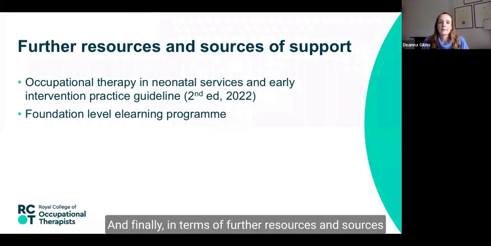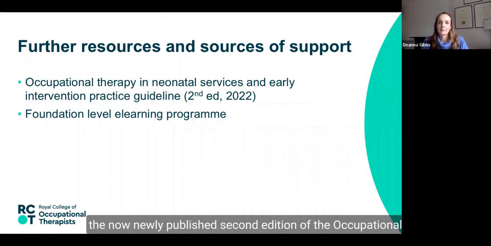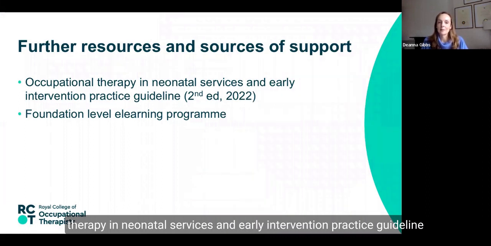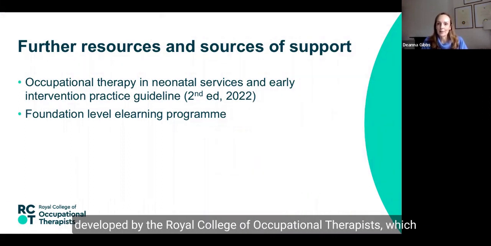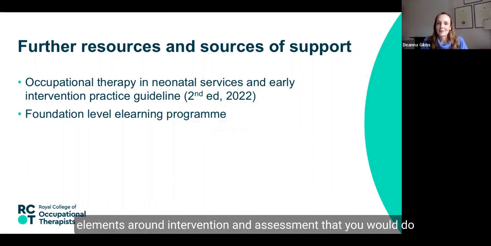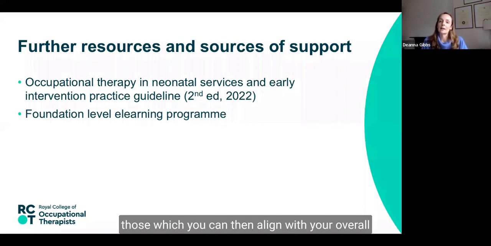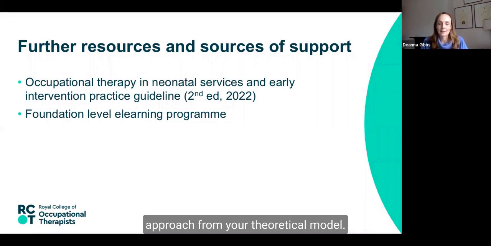And finally, in terms of further resources and sources of support, I would very much direct you to the newly published second edition of the Occupational Therapy in Neonatal Services and Early Intervention Practice Guideline developed by the Royal College of Occupational Therapists, which is available on the RCOT webpage. It has a lot of information that talks in more detail about the elements of intervention and assessment that you would do as a neonatal occupational therapist and the evidence for those, which you can then align with your overall approach from your theoretical model.